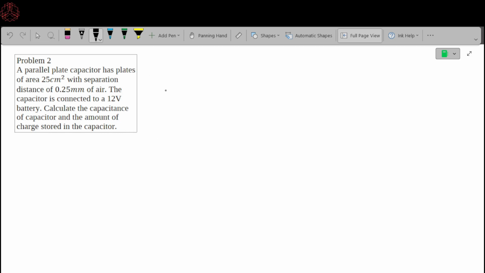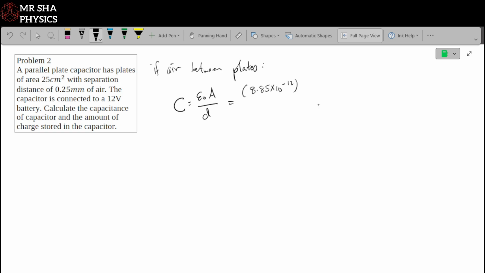So if you have air in between the plates, then what you're going to have is C equals epsilon naught A over D as the capacitance, right? So I have epsilon naught. Epsilon naught is a constant. It is the permittivity of free space. It's going to be 8.85 times 10 power of negative 12.